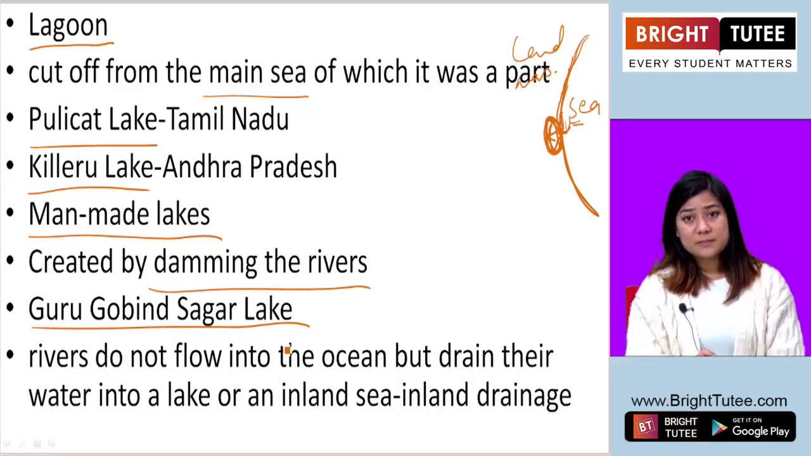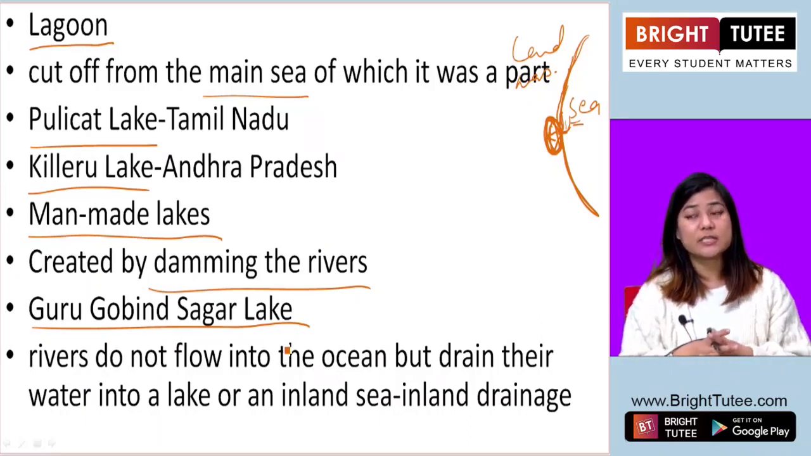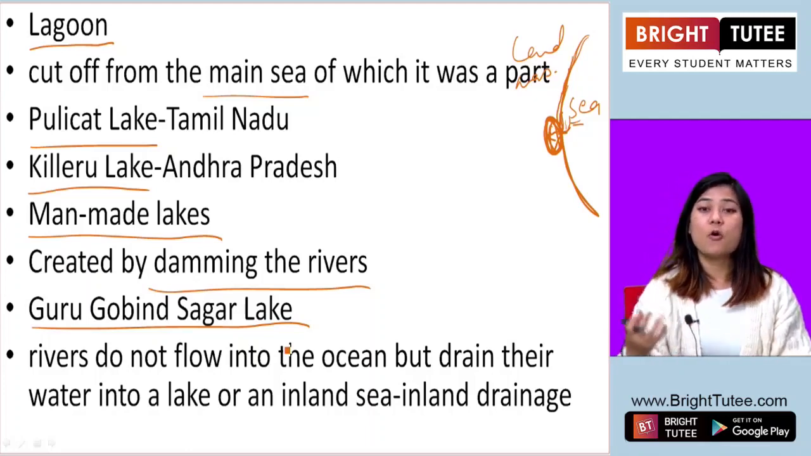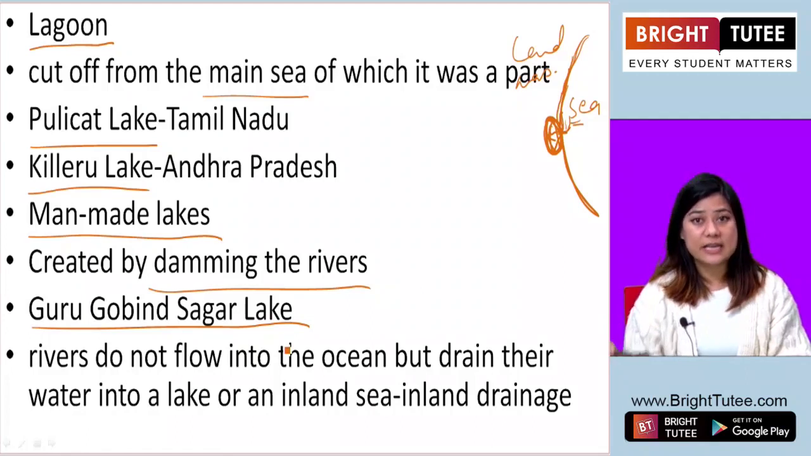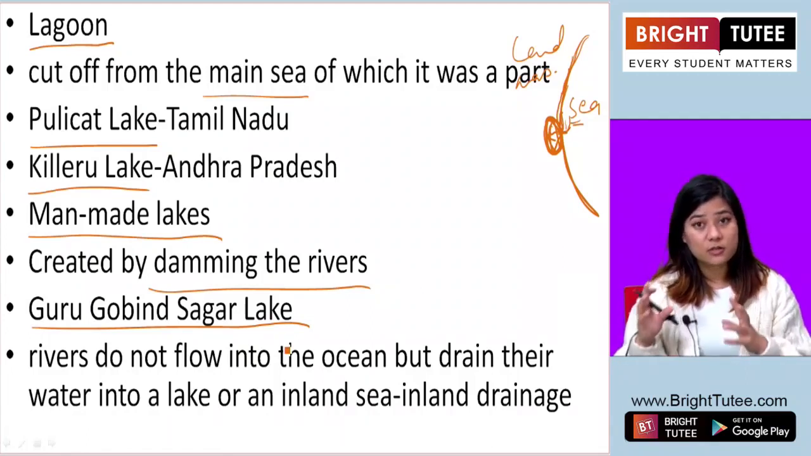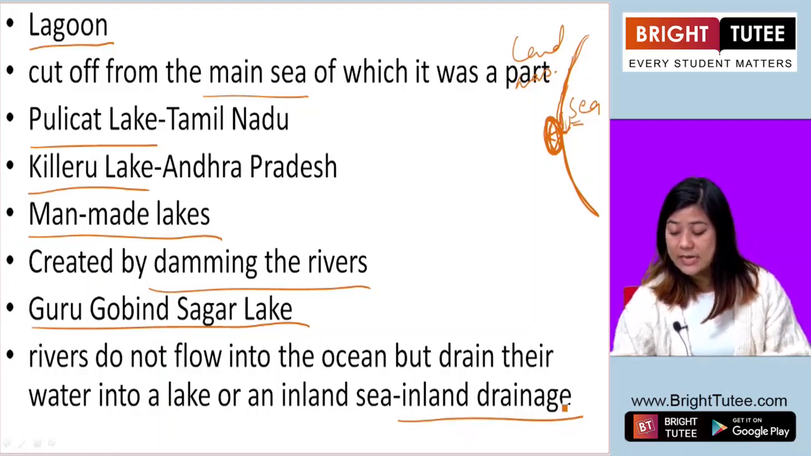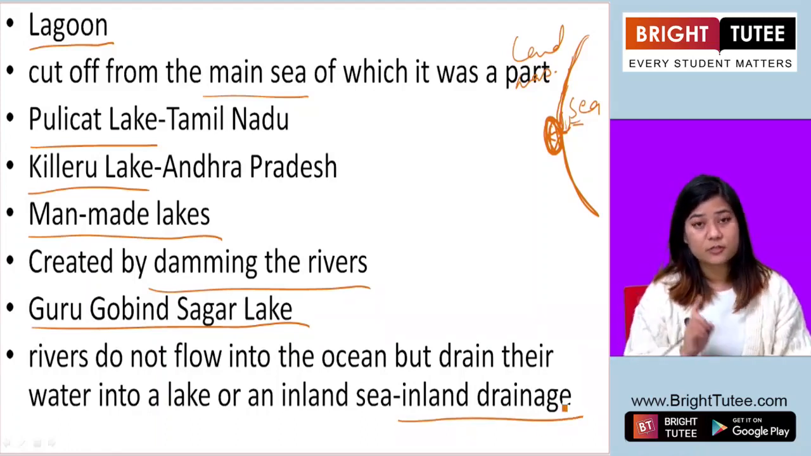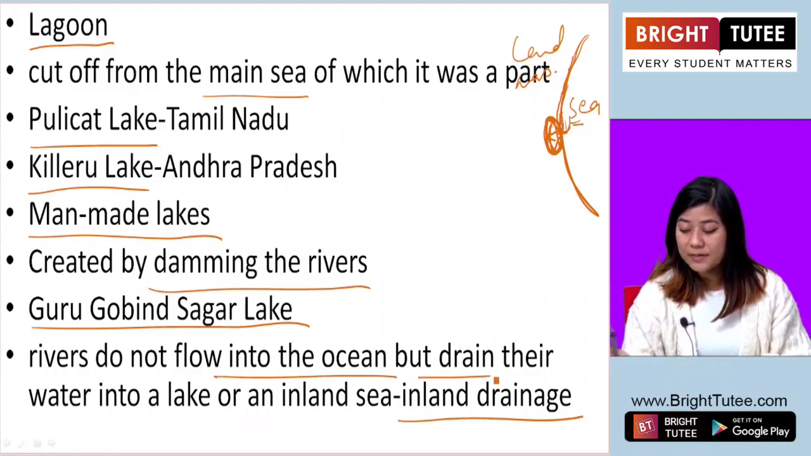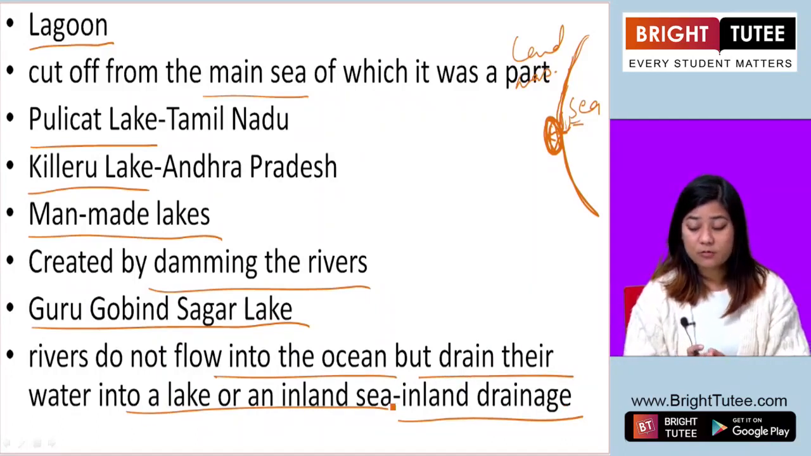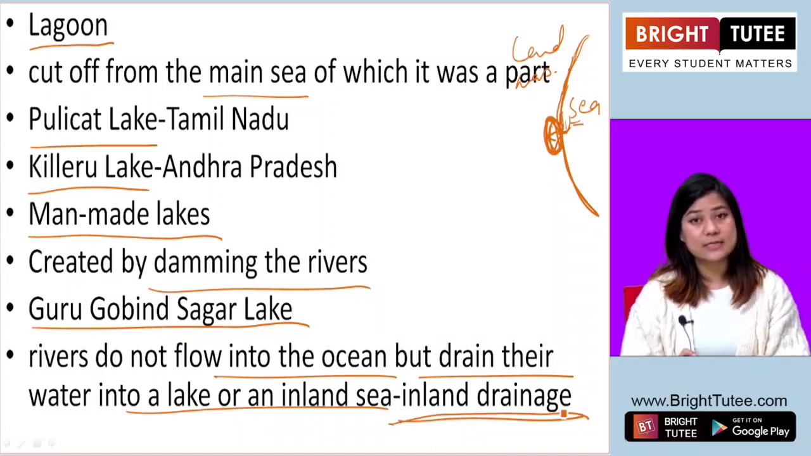Now, why lakes are important is because rivers do not always flow into the sea or the ocean. Sometimes the rivers also drain into a lake. Such a process is called inland drainage, where the rivers do not flow into the ocean but drain their water into a lake or inland sea. They are called inland drainage.